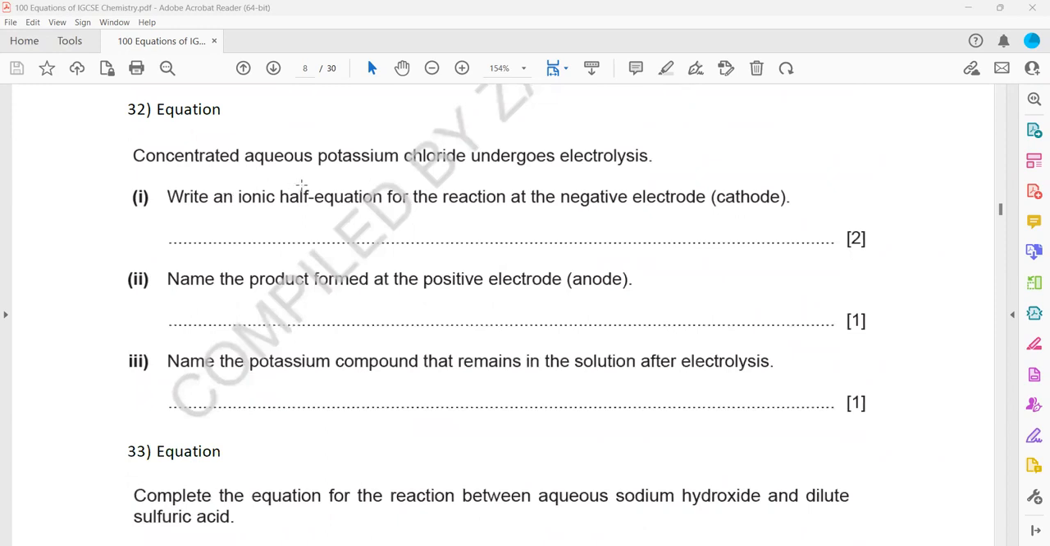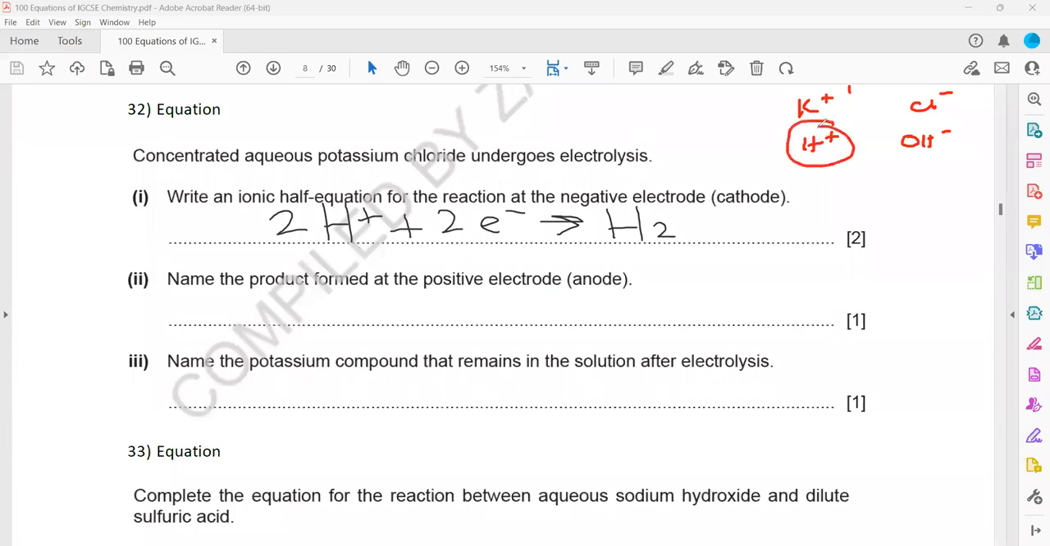In question 32, concentrated aqueous potassium chloride undergoes electrolysis. So if we have concentrated potassium chloride, there's a potassium ion and a chloride ion, and because it is aqueous, a hydrogen ion and a hydroxide ion. The less reactive positive ion will always move towards the cathode, so hydrogen will move. This will be the equation. Because it's a concentrated solution, there is more Cl and less OH. So the chloride ion will move to the positive electrode.